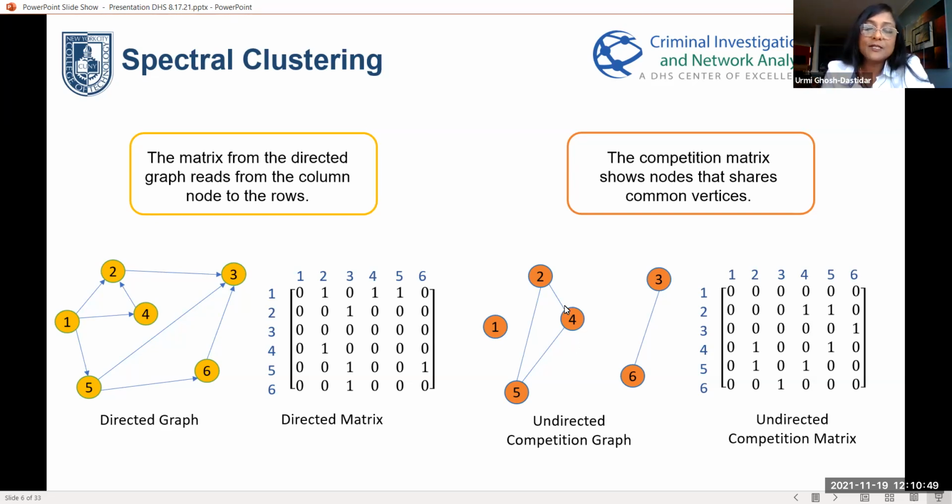So when we build the adjacency matrix from this undirected graph, if 2 and 4 are connected, then 2 and 4 is 1. Again, 4 and 2 is 1. So when we build an adjacency matrix from the undirected graph, it results in a symmetric matrix.